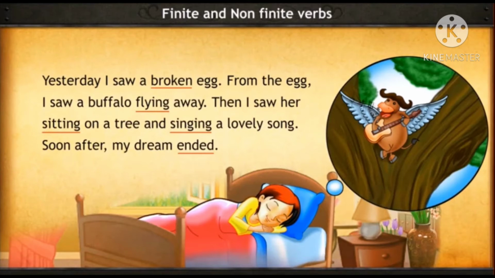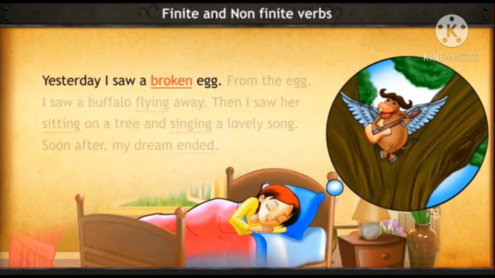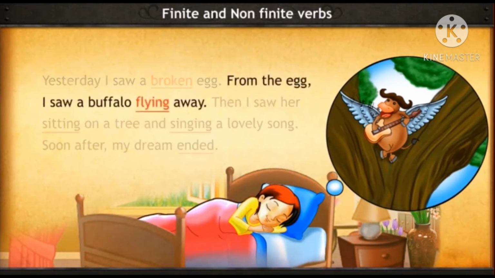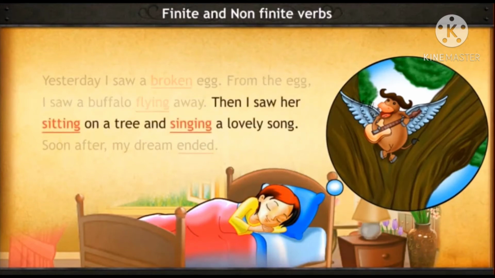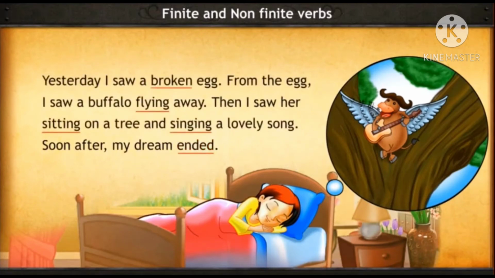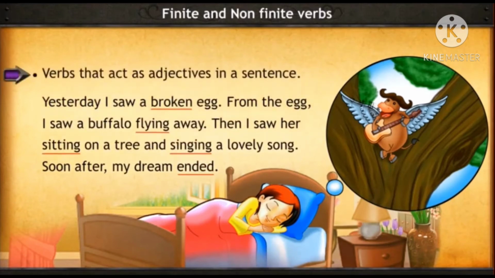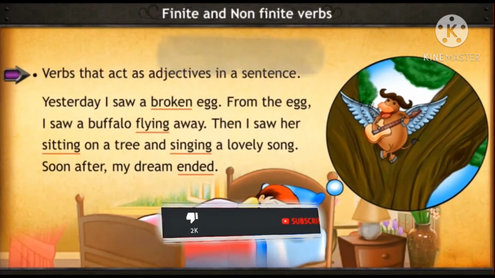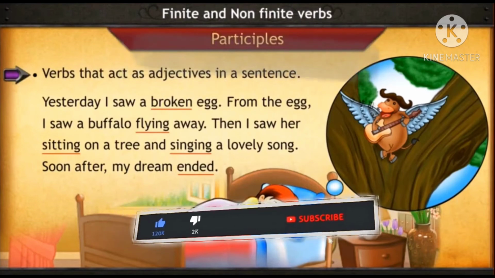In the first sentence, the verb broken describes the noun egg. In the second sentence, the verb flying describes the noun buffalo. In the third sentence, the verbs sitting and singing describe the pronoun her. In the last sentence, the verb ended describes the noun dream. Thus, the underlined words act both like verbs and adjectives. Such verbs that act as adjectives in a sentence are called participles.